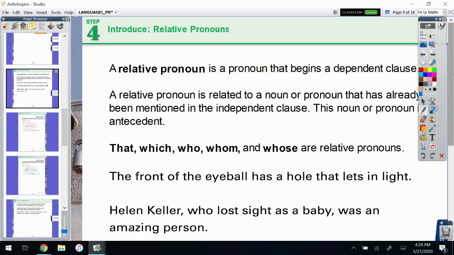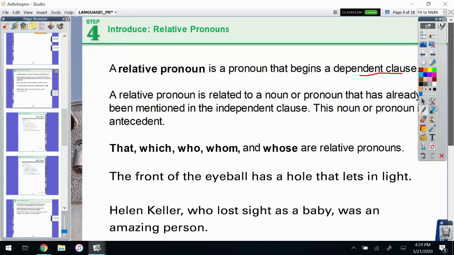Relative pronouns are another type of pronoun. A relative pronoun is a pronoun that begins a dependent clause. A relative pronoun is related to a noun or pronoun that has already been mentioned in the independent clause. This noun or pronoun is its antecedent. That, which, who, whom, and whose are relative pronouns.